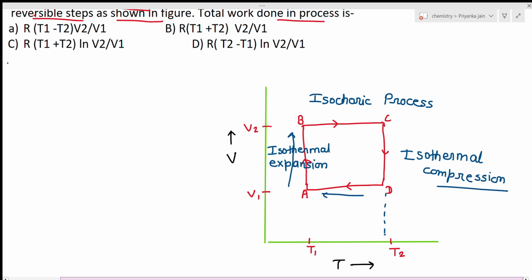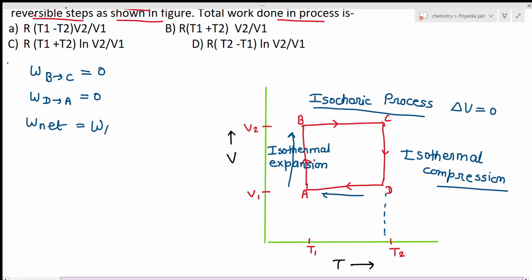Okay, now we have to find out the work done. In the isochoric process, delta V is equal to 0. And when delta V is equal to 0, work done is equal to 0. It means the work done in the process B to C will be equal to 0, and the work done in the process D to A will be equal to 0. Now the net work done will be equal to the work of the AB process plus the work of the CD process. Okay, so these two are the isothermal processes.